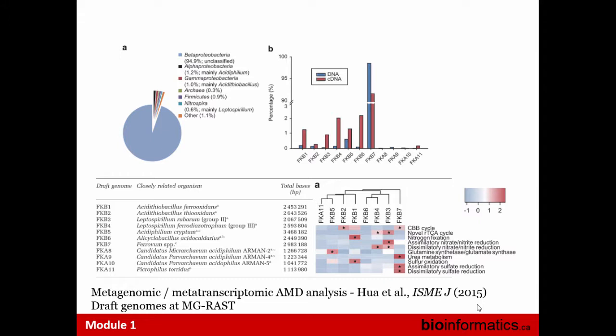What is it? Acidithiobacillus ferrooxidans, which is interesting for a whole range of reasons. It's one of my favorite organisms. And then you can see sulfate reduction being carried out by FKB7, so that's pretty common. But then you can see that other rare individuals are carrying out certain other crucial functions, right? Metagenomics wouldn't really tell you this, necessarily. Metatranscriptomics does, yeah? Plus you get 11 draft genomes, so that's really cool.